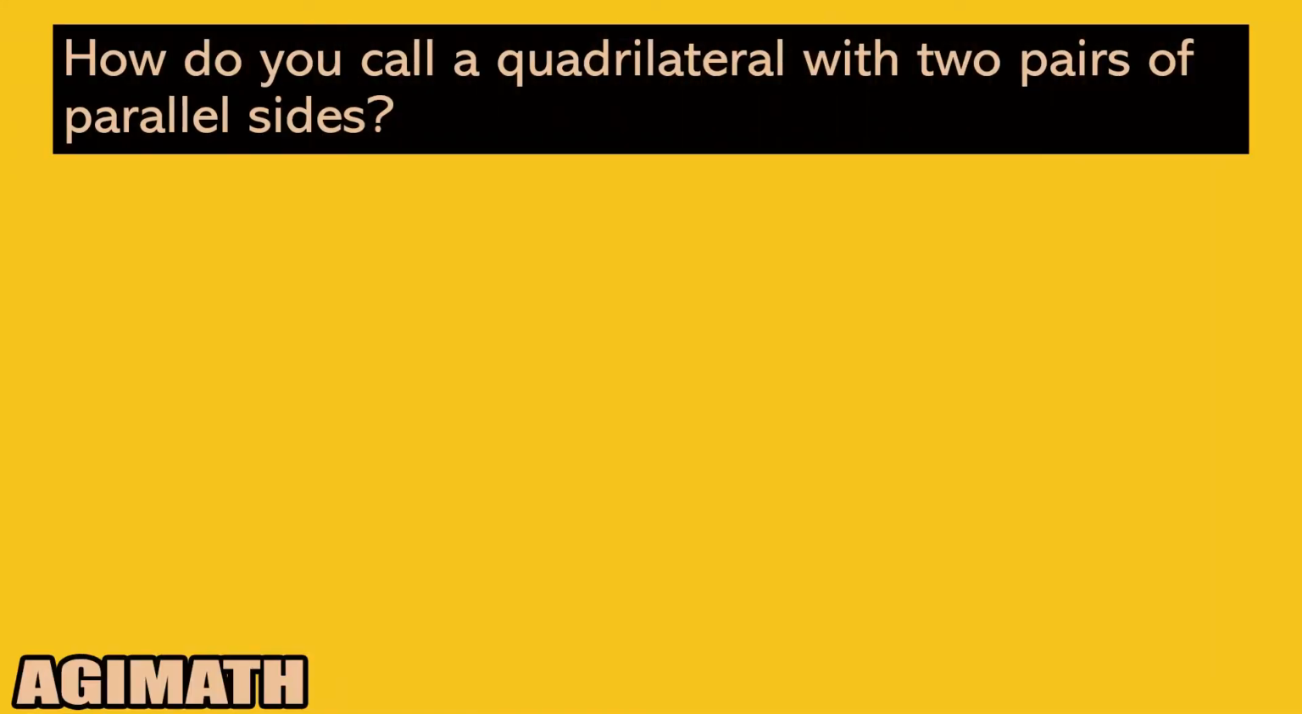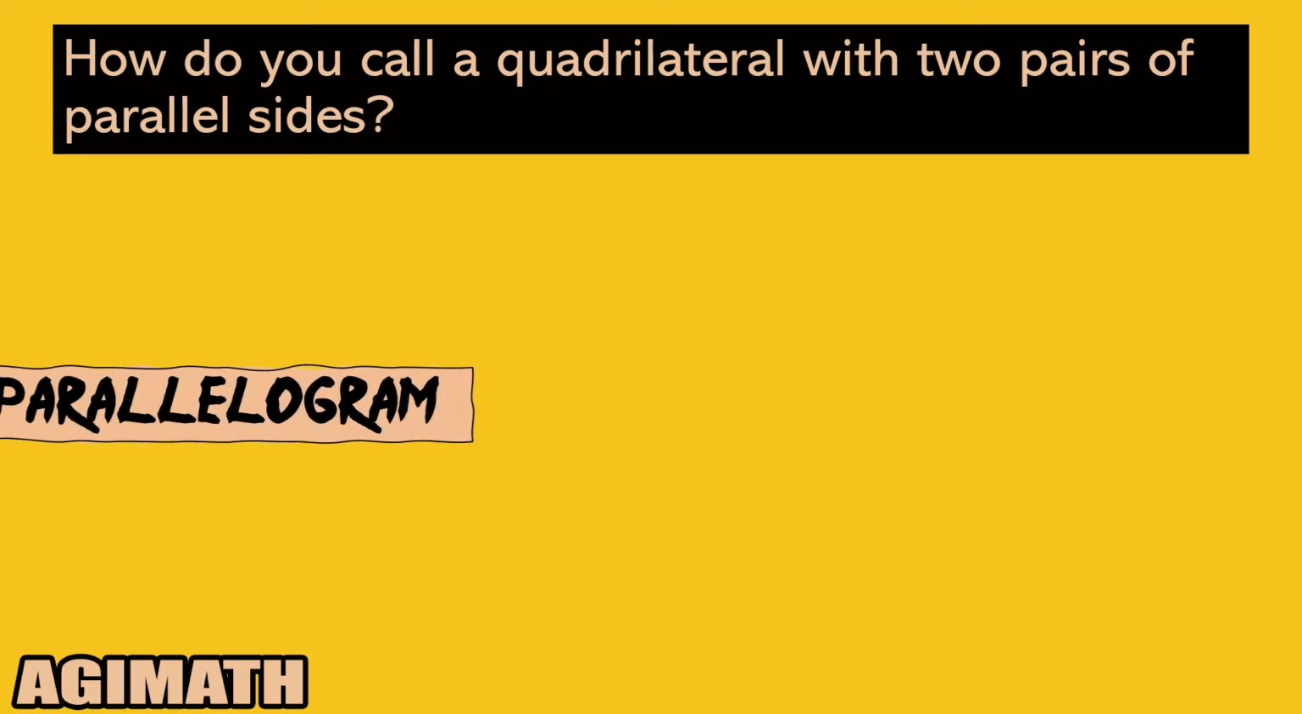First question. How do you call a quadrilateral with two pairs of parallel sides? So we are just going to use the clues that are present. We have two pairs of parallel sides. Now, if you are reading and at the same time understanding your module, then this question is very easy. A quadrilateral with two pairs of parallel sides is called a parallelogram.